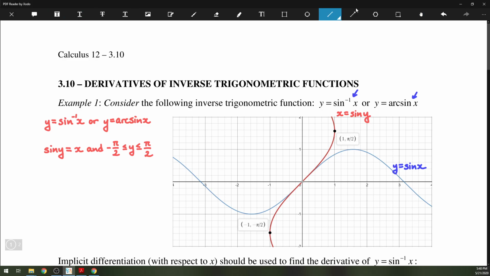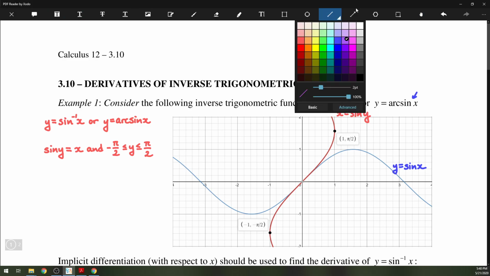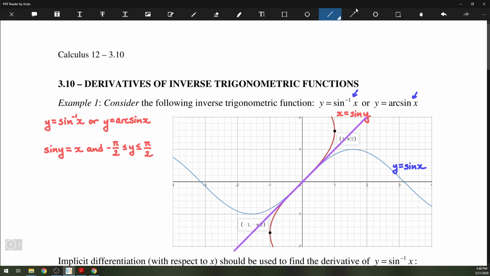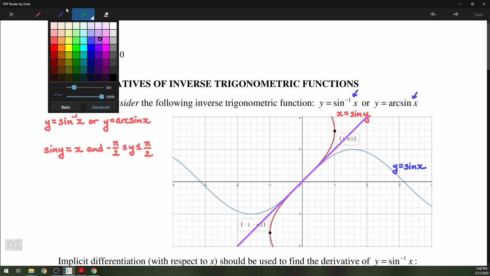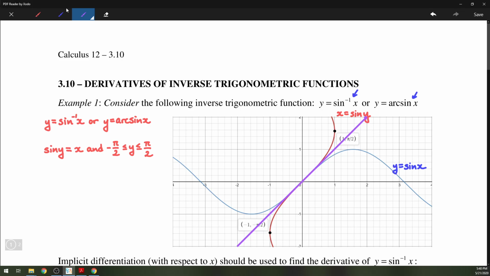Also, you will notice that these two functions are inverses of each other. You can see here, if I draw the line y equals x, they are reflections of one another over that line. Okay, so that's where this restriction comes from, to make sure that we only consider the middle part of the arc sine function.